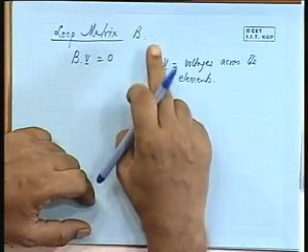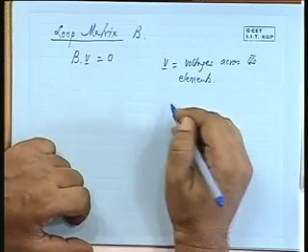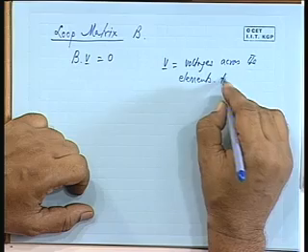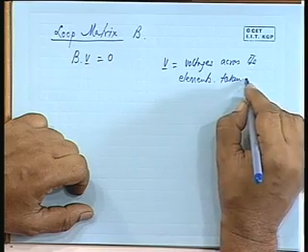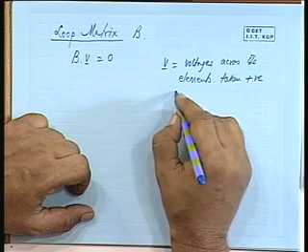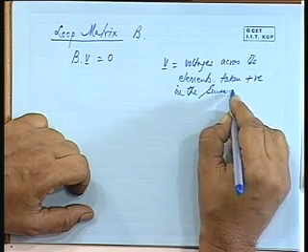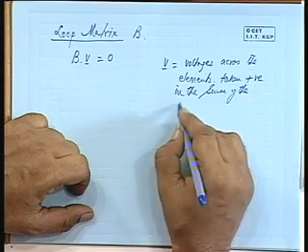So, if there are say 5 elements, then V1, V2, V3, V4, V5 will be the elements of the voltage vector, and these will be taken positive in the sense of the loop direction.